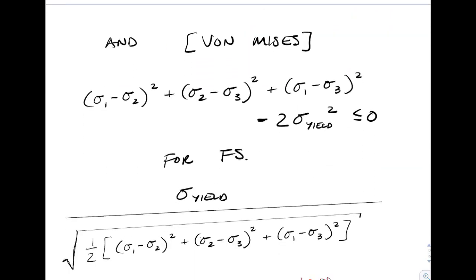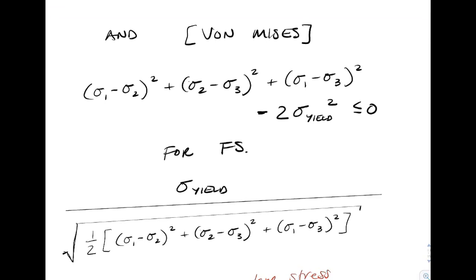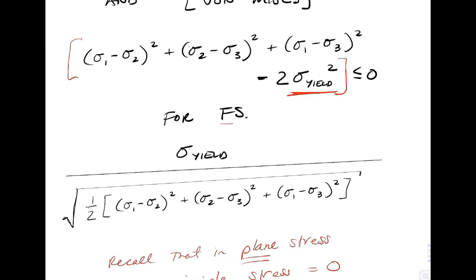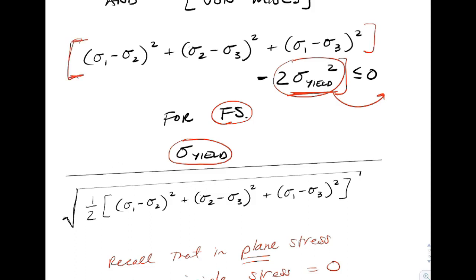So von Mises is a little more complicated. We have an equation that obviously involves more principal stresses, but it has a sigma yield squared in it. So for a factor of safety, the calculation becomes sigma yield divided by, you can kind of think of it this way, we take this to the other side. We're going to then have left over on the left side this quantity in the red brackets. So we're going to divide it by 2, so there's the multiplication by 1/2. We're going to have to take the square root of both sides.